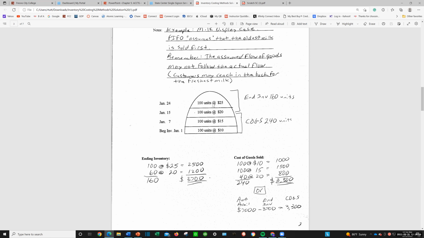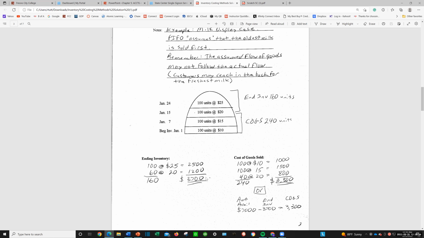100 units at $25, I've got 2,500. And then I'm still not done because I need 160, so I need 60 more. So of that 100 units, I'm going to use 60 of them, right? And bring them down. So 60 at $20 is 1,200. Okay, and then you cost that out. And so you know that 160 units will be valued and costed out at 3,700.